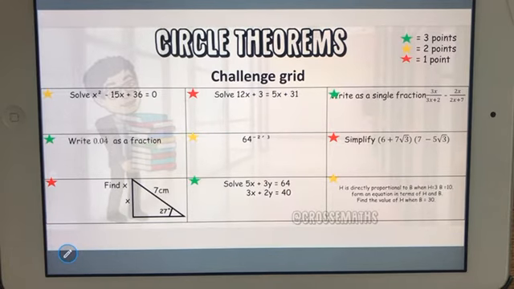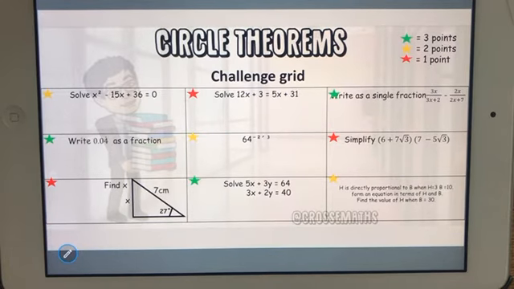100 take away 10 is 90. 4 take away 0 is 4. 90x equals 4. If I solve that now, x equals 4 over 90. Or if you simplify that, it goes down to x equals 2 over 45.